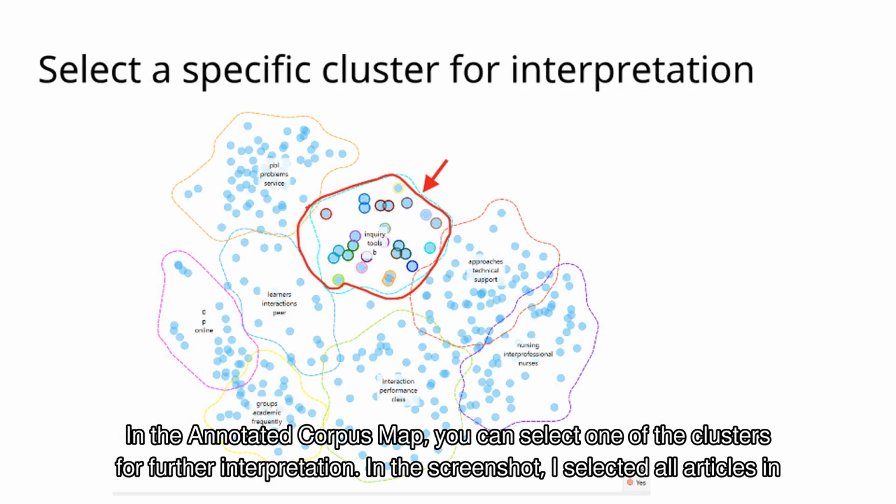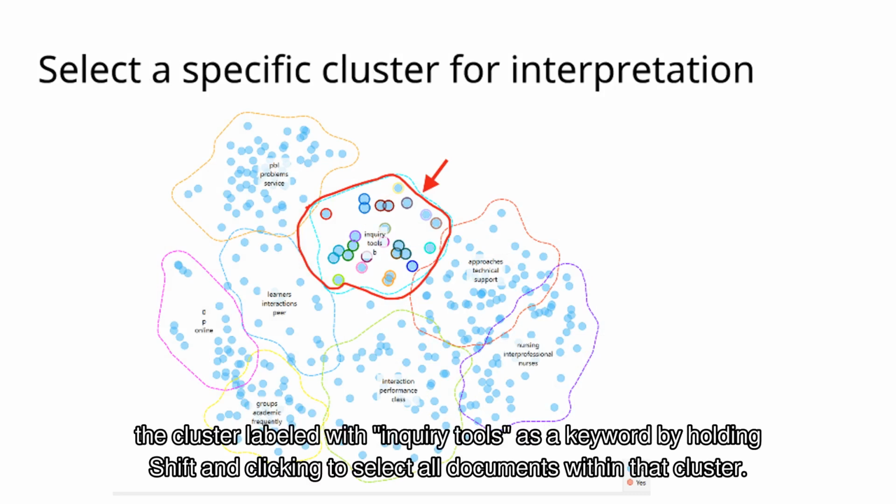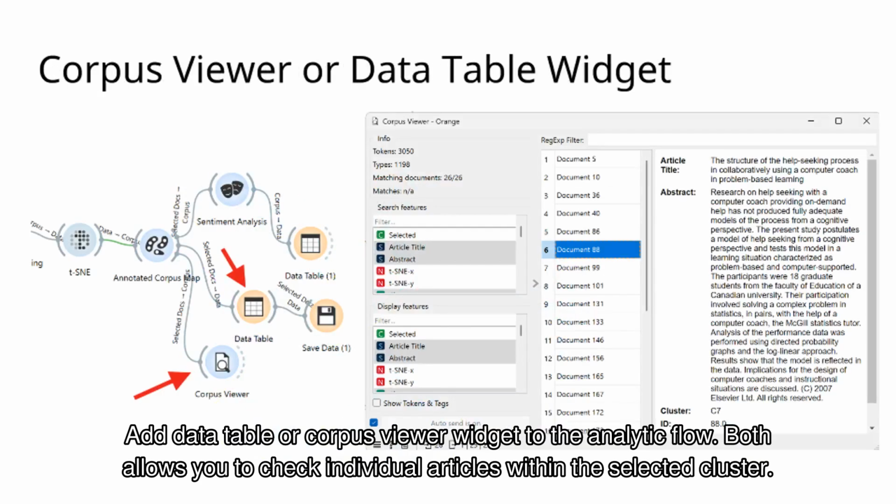In the annotated corpus map, you can select one of the clusters for further interpretation. In the screenshot, I selected all articles in the cluster labeled with inquiry tools as a keyword by holding Shift and clicking to select all documents within that cluster. Add Data Table or Corpus Viewer widget to the analytic flow. Both allow you to check individual articles within the selected cluster.